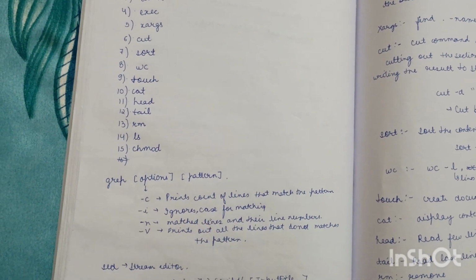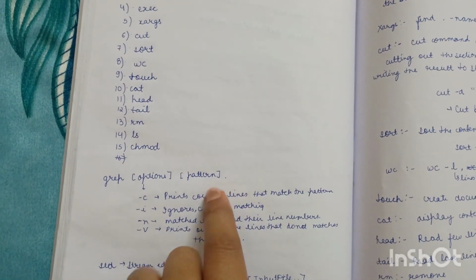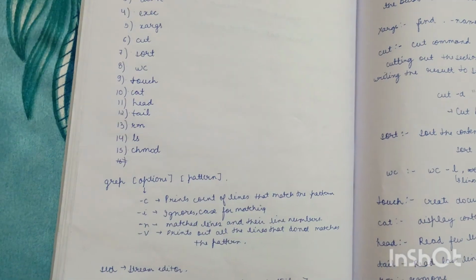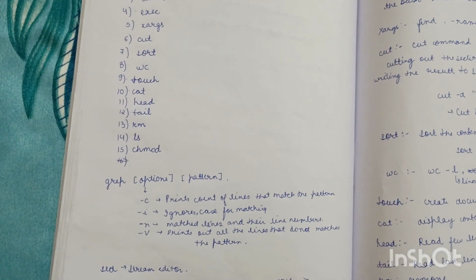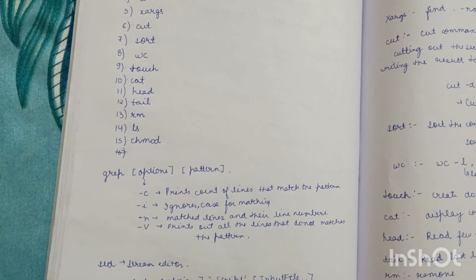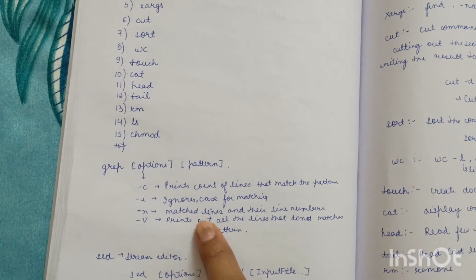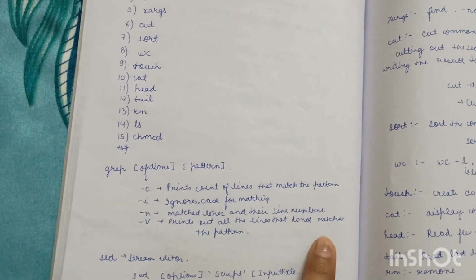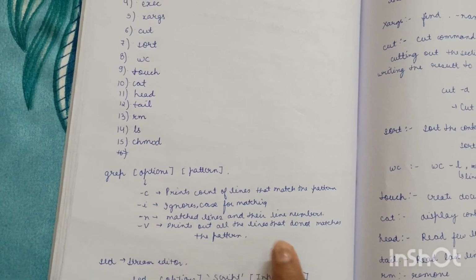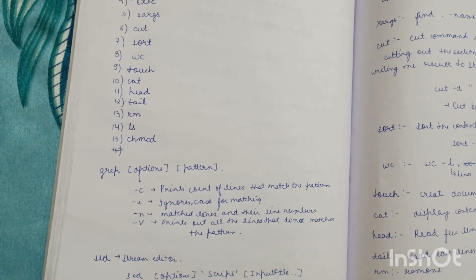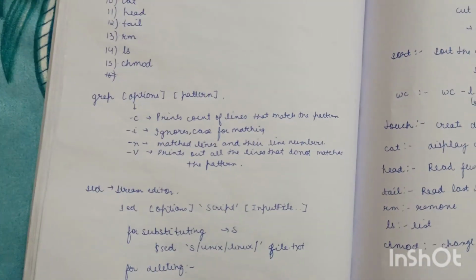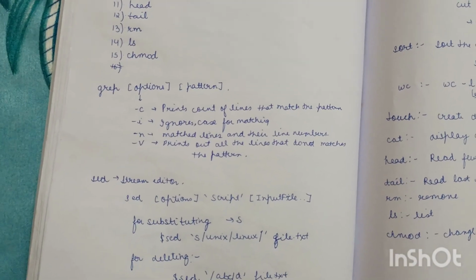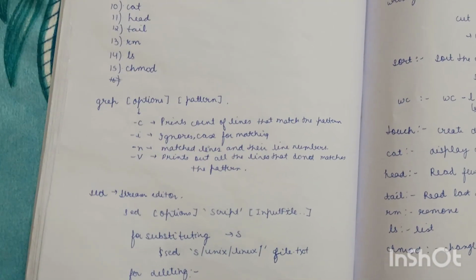Hyphen i, which means ignore case. Whatever pattern we are giving, we should ignore the case, and whatever the case we are finding, if it is matching the pattern, it should give that output. Hyphen n, match lines and their line numbers. Hyphen v, print out all the lines that do not match the pattern. So yeah, we can explore more options for this, and we can use it during our shell scripting.